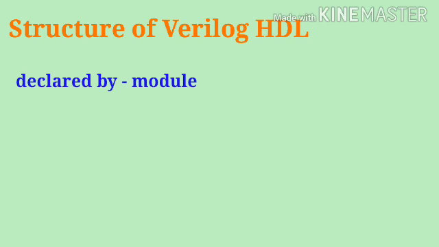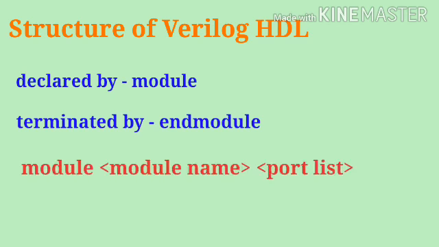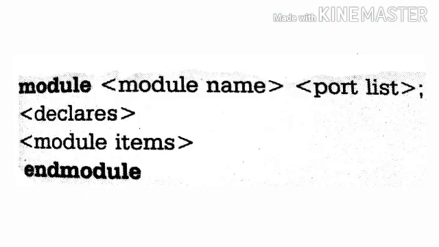It is declared by the keyword module and must always be terminated by the keyword endmodule. The keyword module is followed by the name of the design and a parenthesis-enclosed list of ports. The name of a design unit is an identifier. This is an example of the structure of a Verilog module. Each of these modules has an interface to other modules to describe how they are interconnected.